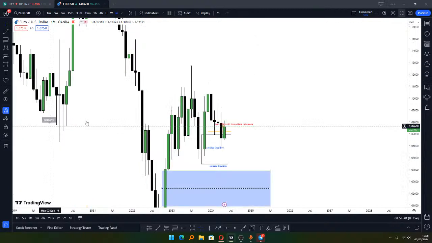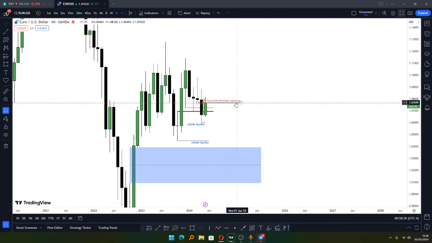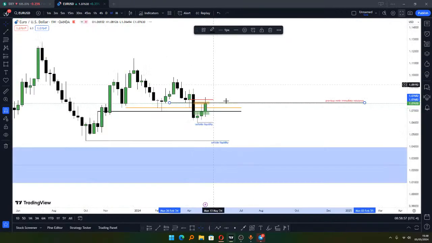So back to my euro dollar chart. So this is my immediate rebalance on the previous month, dropping down to the weekly.